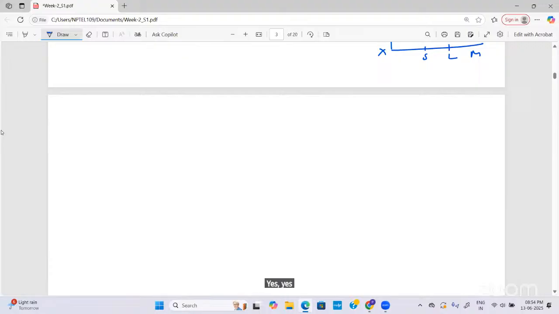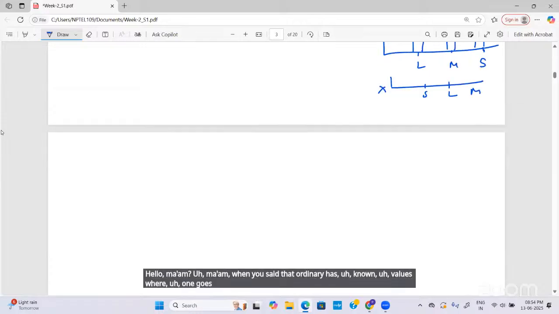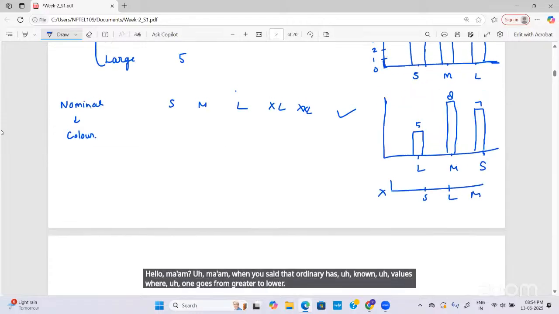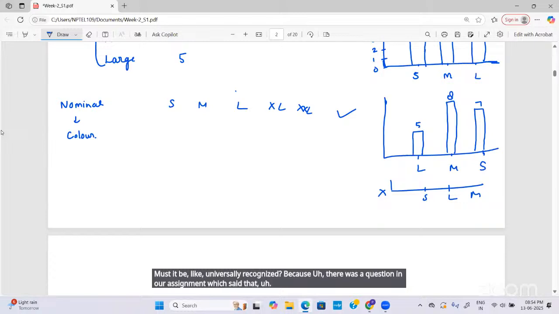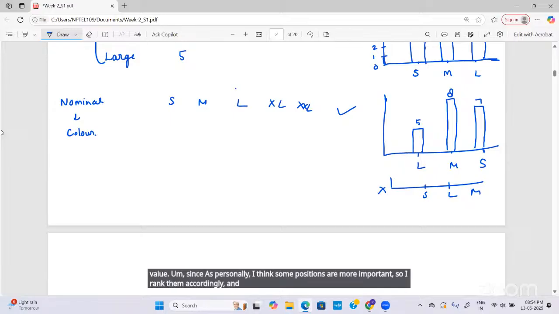Ma'am, when you said that ordinal has known values where one goes from greater to lower, must it be universally recognized? Because there was a question in our assignment which said whether soccer players are ordinal or nominal. Personally, I think some positions are more important, so I ranked them accordingly and therefore selected ordinal.